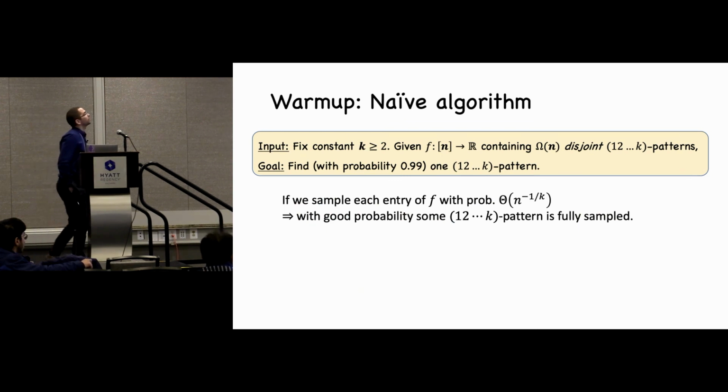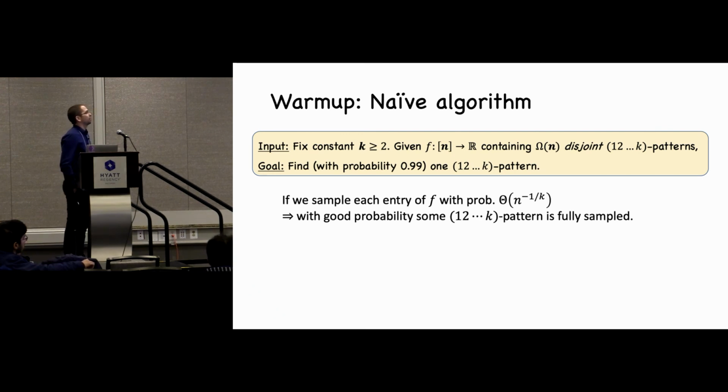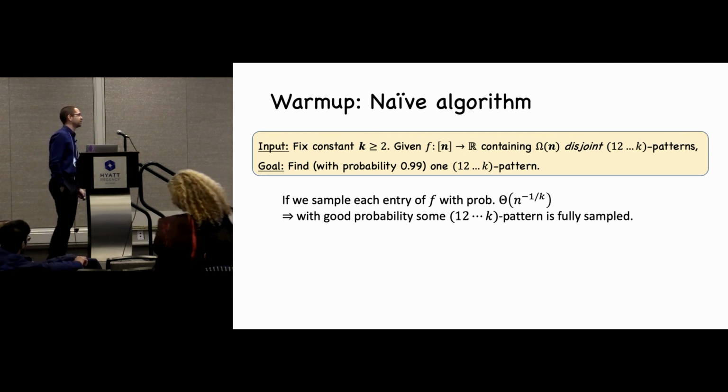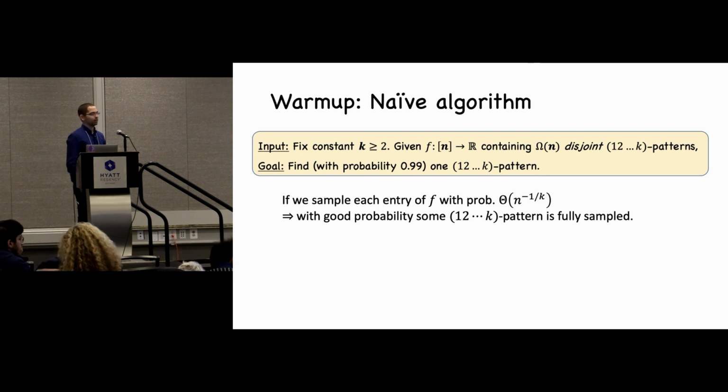But let's try a naive algorithm for this kind of problem. Since our sequence contains many disjoint copies of 1 up to k, if we just uniformly sample each entry of the sequence with probability n to the minus 1 over k, then with good probability, at least one pattern will be fully sampled, so all of its elements will be sampled. But we want some algorithm better than that. This is barely sublinear. Here the query complexity is n to the 1 minus 1 over k.